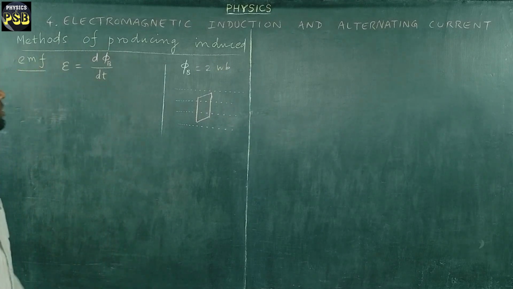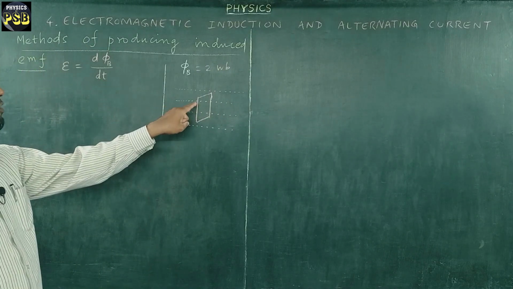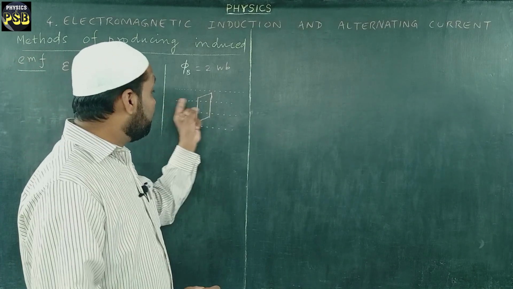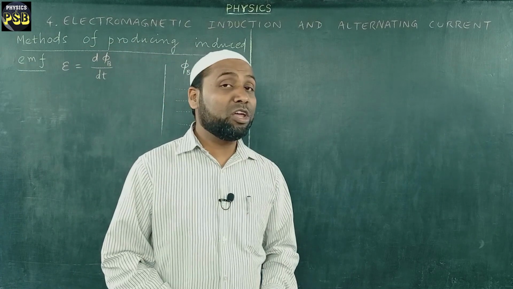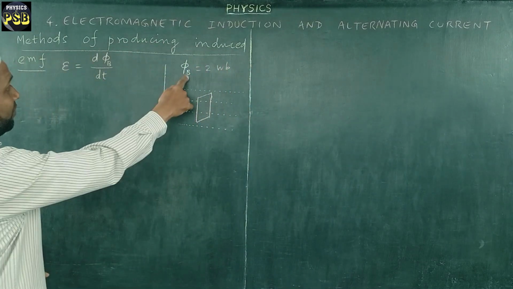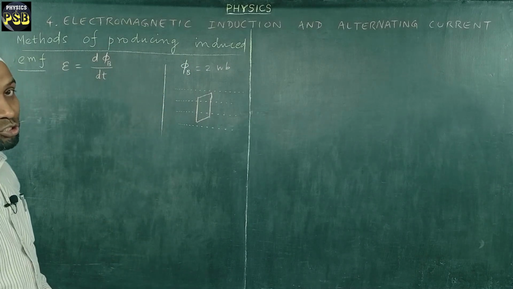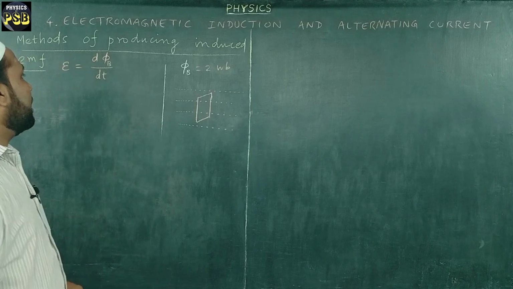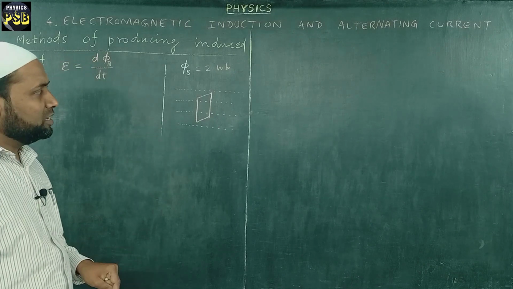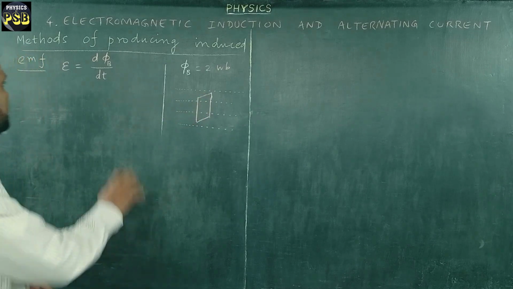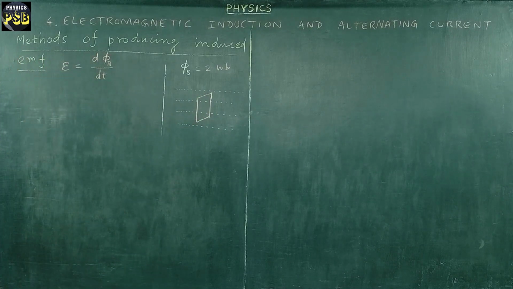Got it? Now, if the number of magnetic field lines crossing the given area of the coil changes with time, then we can say the magnetic flux linked with the coil has changed with time. This is known as the rate of change of magnetic flux. It induces an EMF in the conductor. This is what it explains.